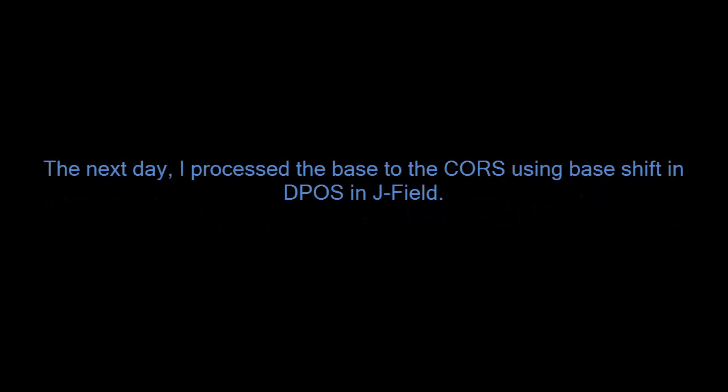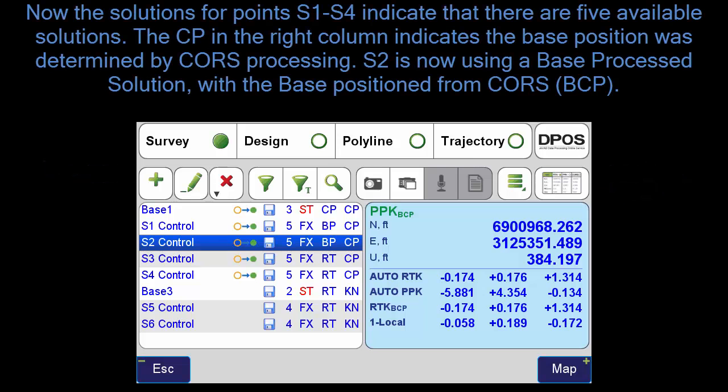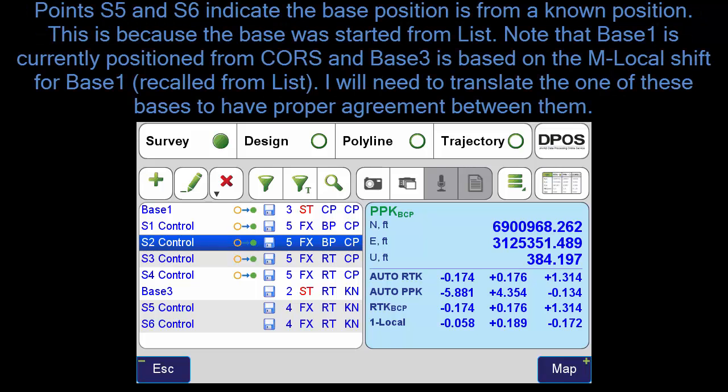The next day, I was able to process the base to the CORS using base shift in Depots in JField. And now the solution for points S1 through S4 indicate that there are 5 available solutions. The CP in the right column indicates that the base position was determined by CORS processing, and S2 is now using a base process solution with the base position from the CORS rather than our mlocal solution.